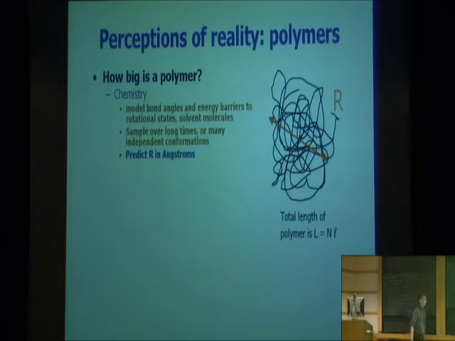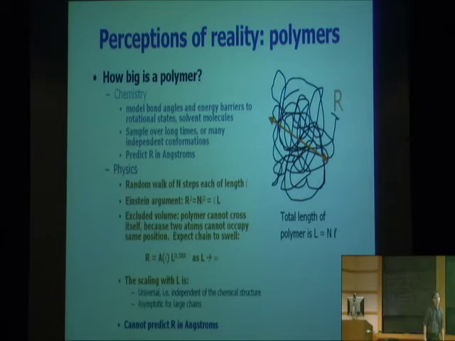So here's the way that a theoretical chemist might go about answering that question. The chemist might say, well, what you do is you model the bond angles from the different atoms that are in there. You model the energy barriers to the rotational states as the atoms rotate about some bond. You look at the interactions with the solvent molecules, and then you stick this thing into a big computer. You sample over long times or many configurations, and at the end of the day, you predict what R is in angstroms. And that's the answer.